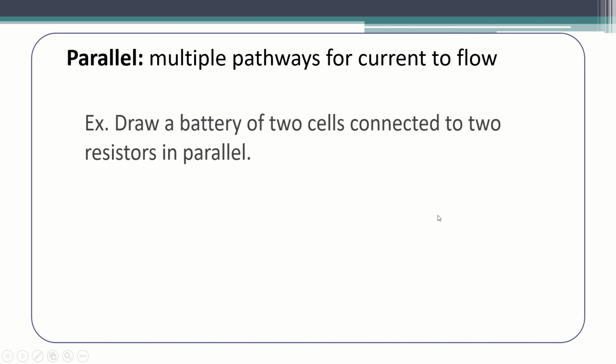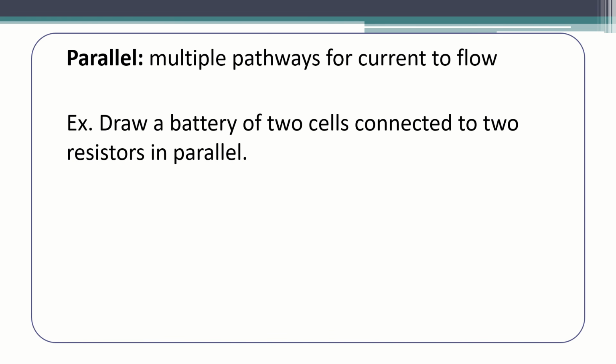Now, another way to connect elements in your circuit is by connecting them in parallel, which will produce multiple pathways for the current to flow. So we're going to draw again a battery with 2 cells. So here's my battery. Now in this case, I'm going to draw it like so. I'm going to put my resistor 1. This is going to be my R1.